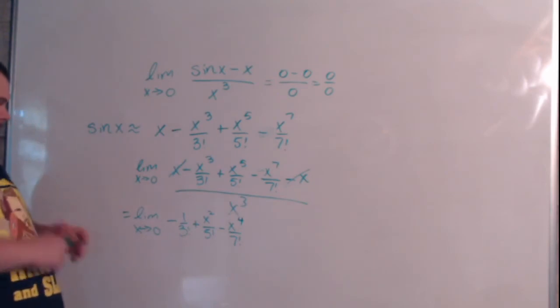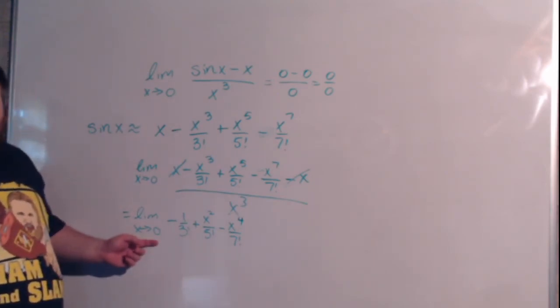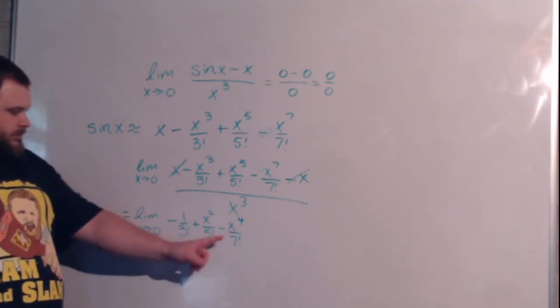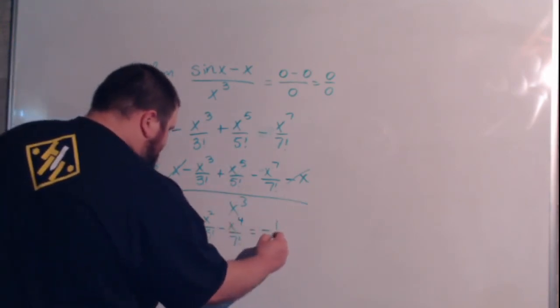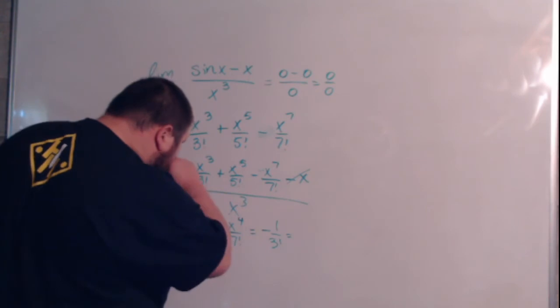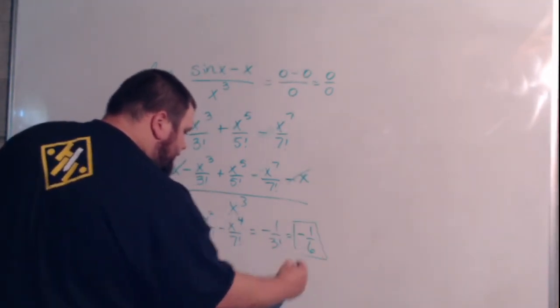Alright, fantastic. So, if I let x go to 0 now, what happens? The two terms here that have x's in them will be 0, and I'll be left with just this, which is minus 1/6.